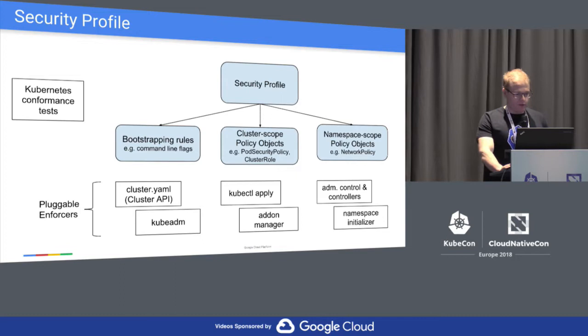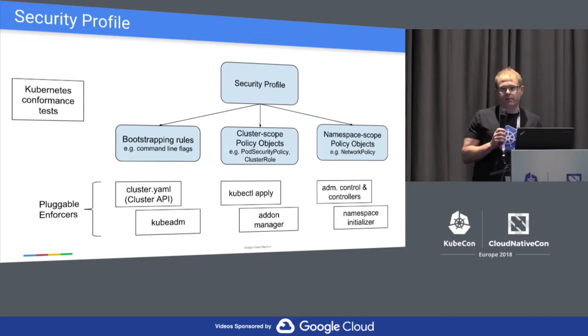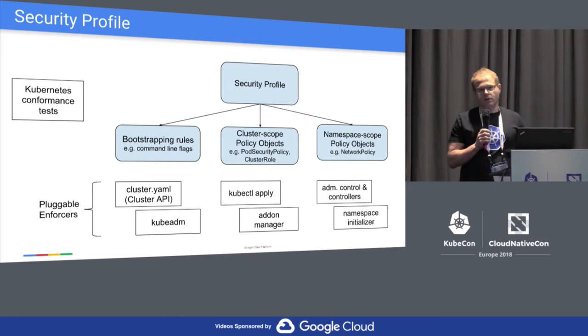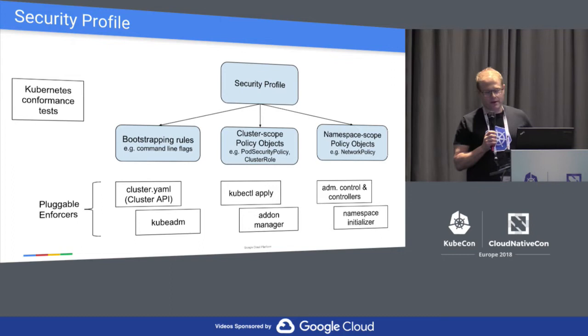And so the idea behind the security profile, what's going on under the covers, is that it wraps three places where policies get specified today. So one is what we call bootstrapping rules. These are, for example, command line flags. If you want a secure cluster, you have to have the right flags passed to the API server, the kubelet, and so on. Today, you read these in some blog posts on the internet, or occasionally there'll be documentation saying what the right choices are. The idea here is to encode these in curated and well-accepted profiles. So bootstrapping rules is the first one.